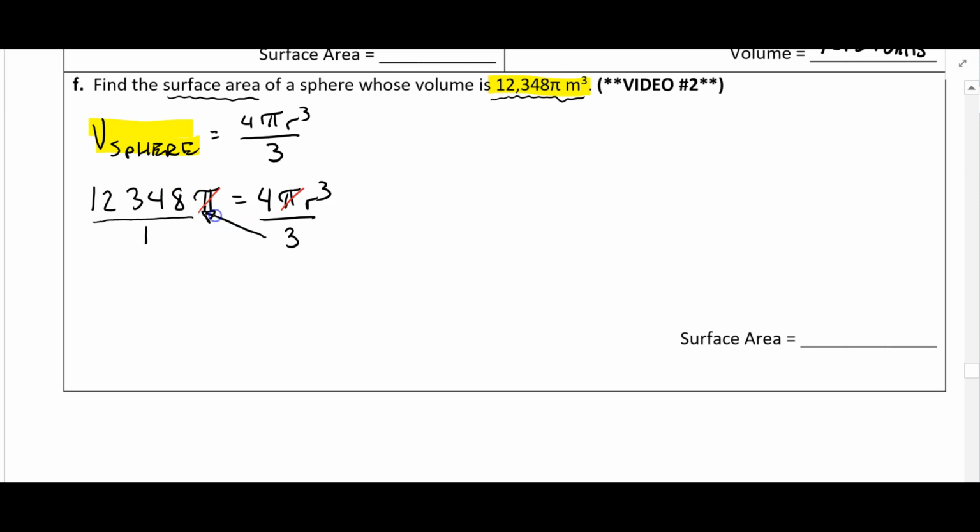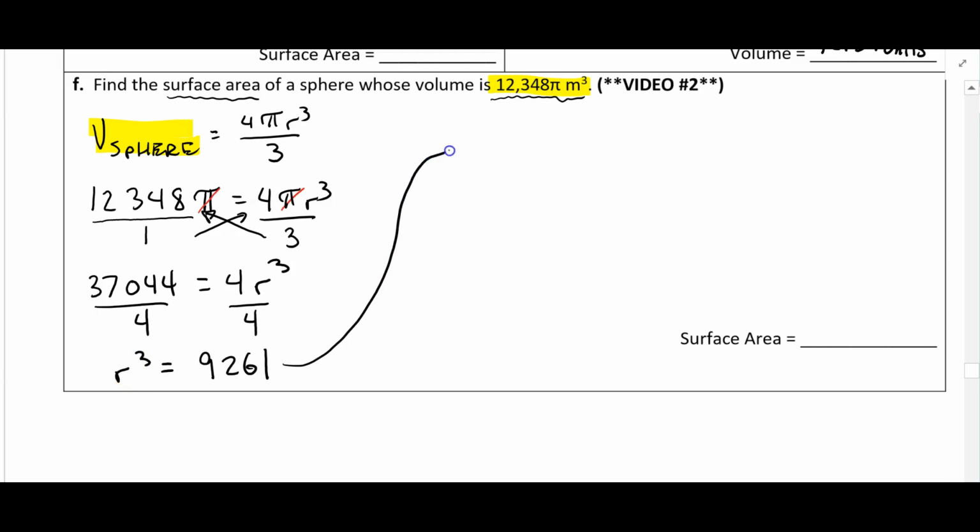So I'm going to cross multiply this way. So I've got 12,348 times 3, which gives me 37,044. And I'll cross multiply that way. I'm just multiplying by 1, so that stays 4r cubed. We'll divide both sides by 4, and I get r cubed is equal to 9,261.